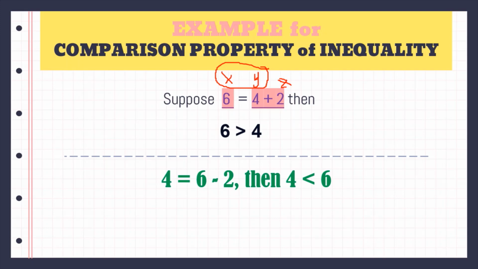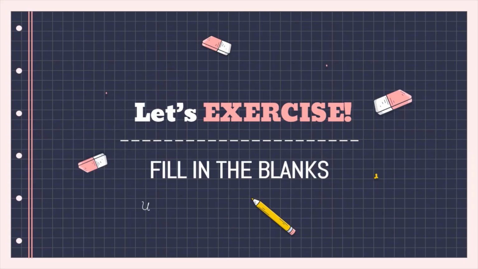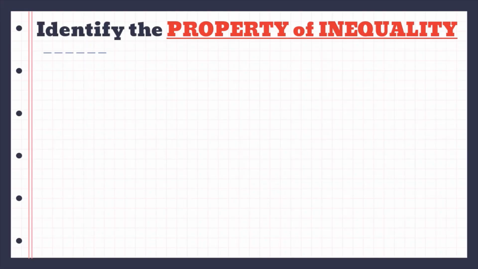For example, we have 4 is equal to 6 minus 2. Okay. So, kung wala itong minus 2, ito yung i-compare mo. Si X at si Y, which is 4 and 3. So, meaning that is less than. Kasi mas mababa si 4 kaysa kay 6. So, let us exercise. Okay, identify the property of inequality.